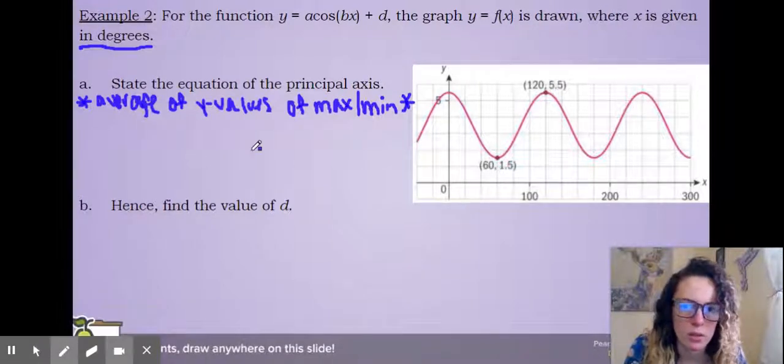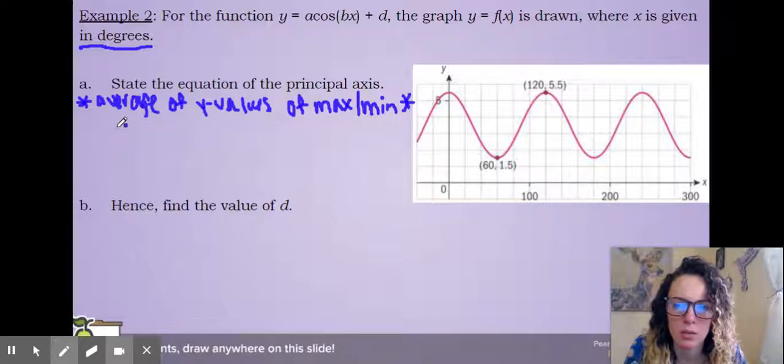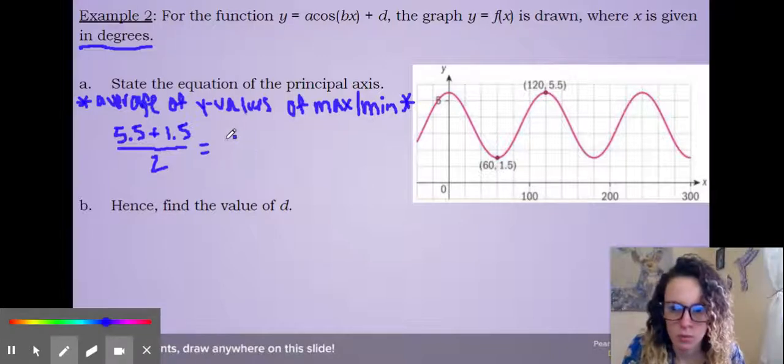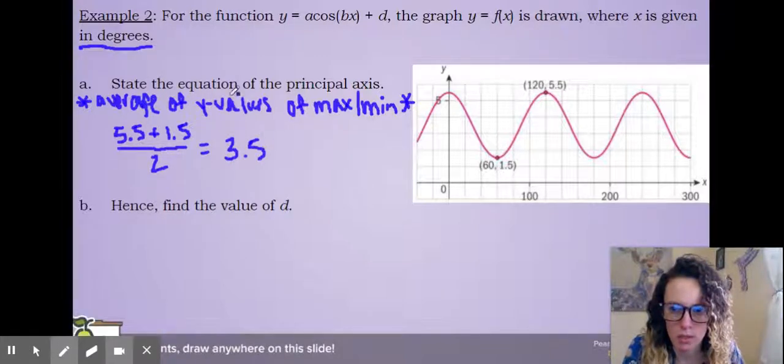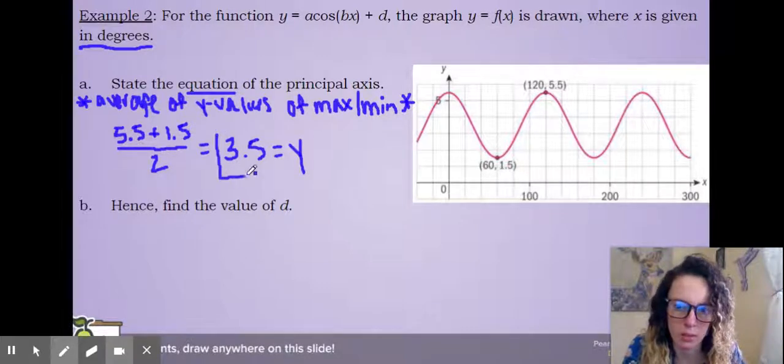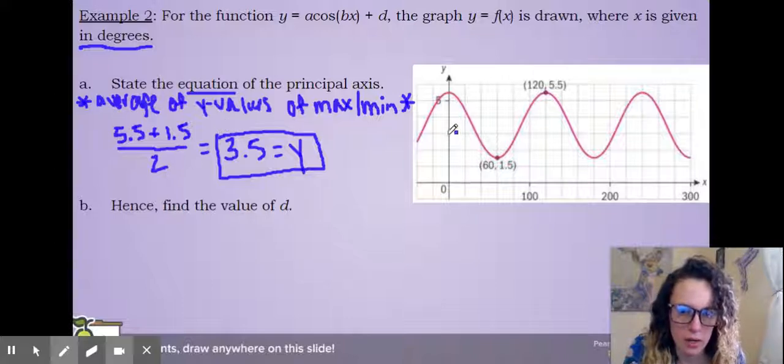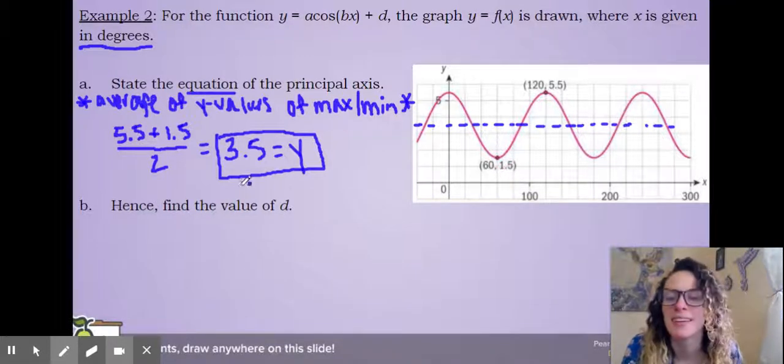So for our graph, what that means is I'm doing the y value of the max plus the y value of the min divided by 2. So 3.5. Note that it does ask for the equation of the principal axis, though, so I'll want to set that equal to y before I box it up. So that means my principal axis is right around this line.